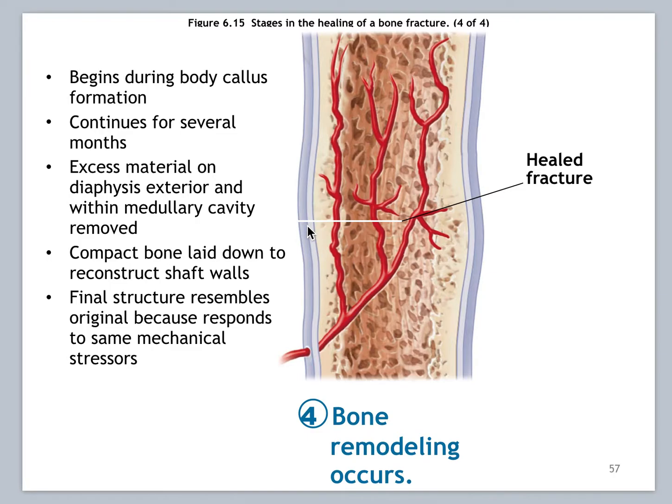Once the bony callus has been established, then the normal stresses on the bone can reshape the bone like it originally did when the bone was first formed, and this results in a restoration of the normal shape of the bone. The final structure resembles the original structure because it responds to the same mechanical stressors that the original bone was formed under.